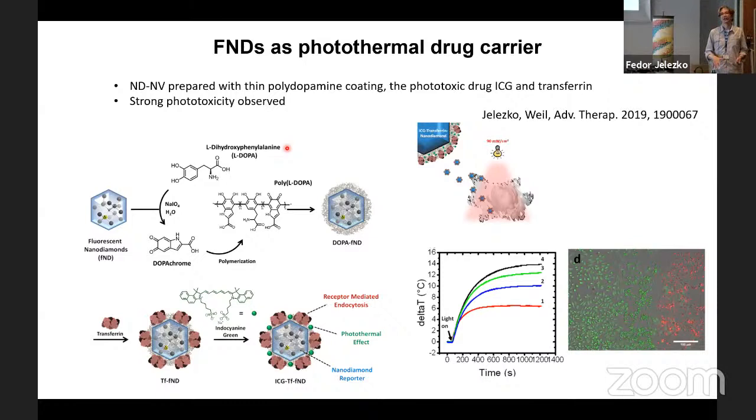And this is a work of Tanya Weil's group, where she was able to take nanodiamonds and functionalize them with this biopolymer we discussed before. The molecules were not attached directly, but first coated with a polymer, and then was having active molecules, like for example, drugs. And this carrier can be placed in cells, and there can be functionality embedded in these drugs.